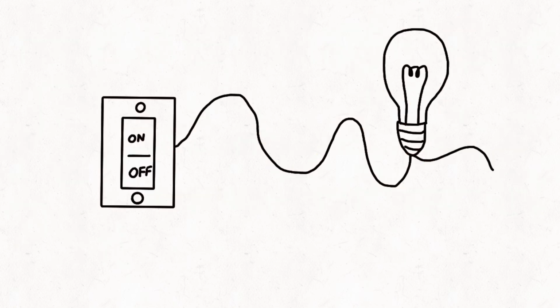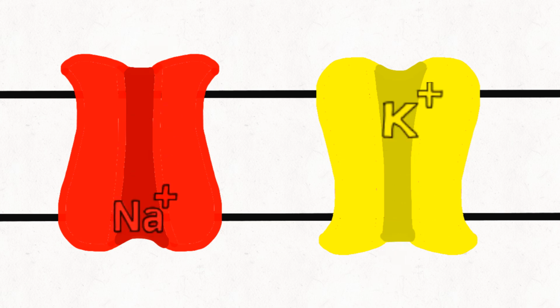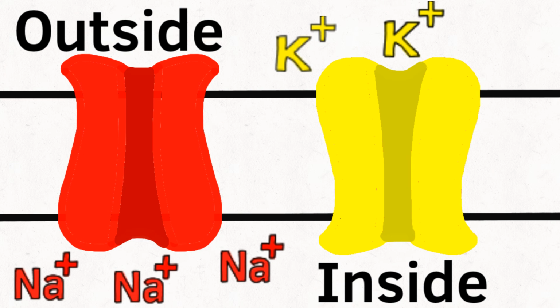Remember, nerves are like the wires in our walls. They conduct electricity. But how do they do this? Charged particles called ions, such as the potassium ion, sodium ion, and calcium ion, are important for nerve function. Ions move into and out of the nerve cell through voltage-gated ion channels.